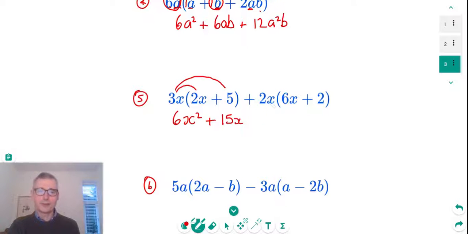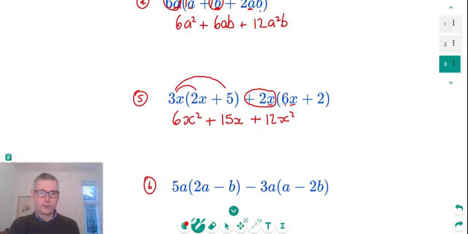And now we need to look at the second bracket. It's important to look at the sign in front of the number, the bit in front of the second bracket there. So that's a positive there. And we can see that we've got positive 2x times 6x there. So the result is going to be positive. And that's going to give us 12 if I multiply the 2 by the 6. And then x by x will give us x squared.